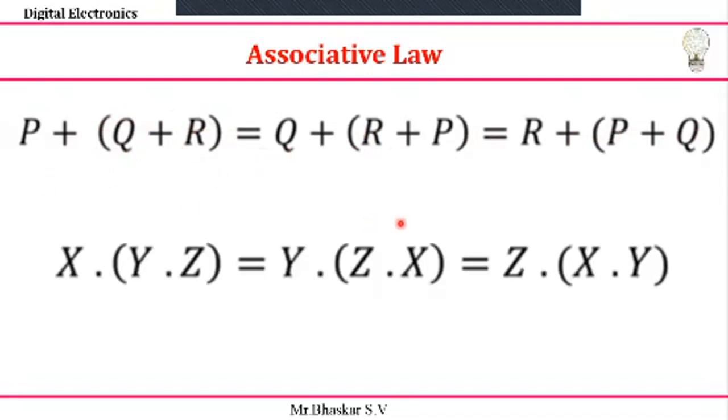Next, looking at x dot y dot z, it is nothing but y dot z dot x. This one is in terms of or, and this is in terms of and. So always these two are the same. So x dot y z, here grouping, association, we are going to make changes.